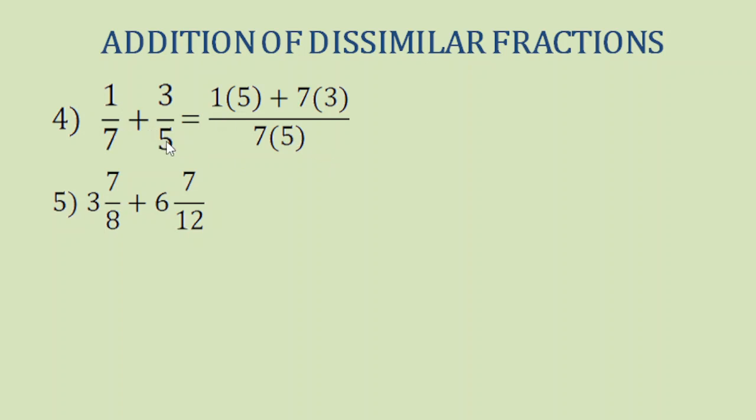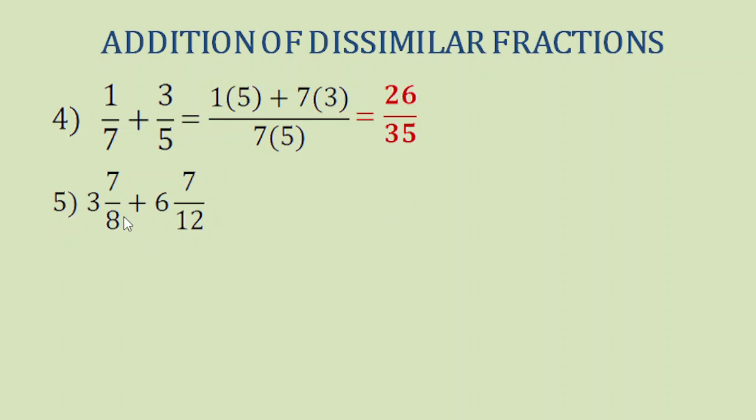Again, 1 times 5 plus 7 times 3 over 7 times 5. You can do this when your denominators have no common factor. Now simplifying, we have 1 times 5 is 5, and then 7 times 3 is 21, so 5 plus 21 is 26, and then 7 times 5 is 35. So 26 over 35 is our answer.